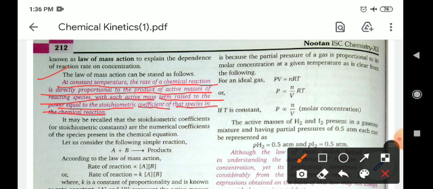It means at constant temperature, the rate of a chemical reaction will be directly proportional to the product of active masses, and their stoichiometric coefficients will be raised to the power of those active masses of the reactants. Okay, so it may be recalled that stoichiometric coefficients are the numerical coefficients on the species present in the chemical equation. Let us consider the following simple reaction in which A plus B gives a product.